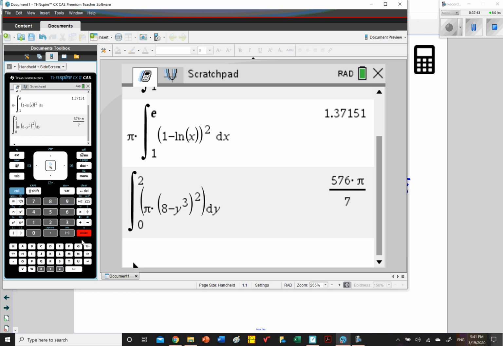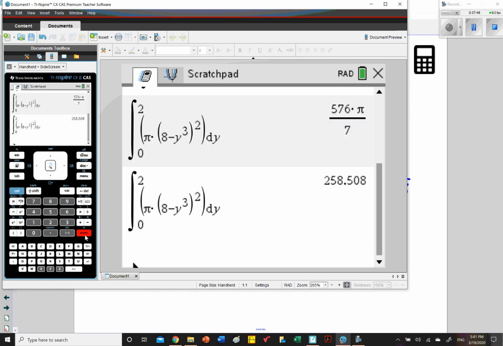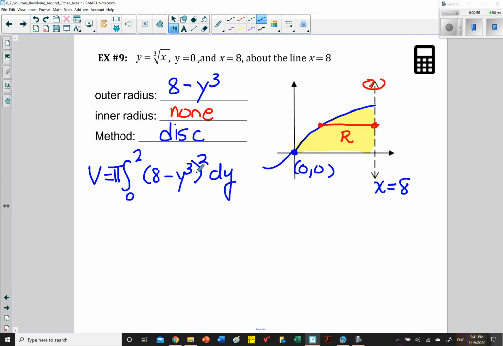And 576 pi over 7 or 258.508. So this one, exactly 576 pi sevenths or 258.508.